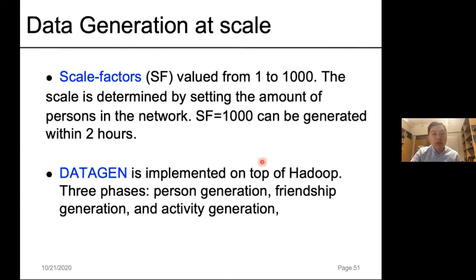So for the scaling of data generation, LDBC uses scale factors valued from 1 to 1000. And the scale is determined by setting the number of persons in the network. For the largest scale factor, 1000, the generation can now be completed within 2 hours. And the data generator is implemented on top of Hadoop, including 3 phases: first, the person generation, then the friendship generation, and the activity generation.